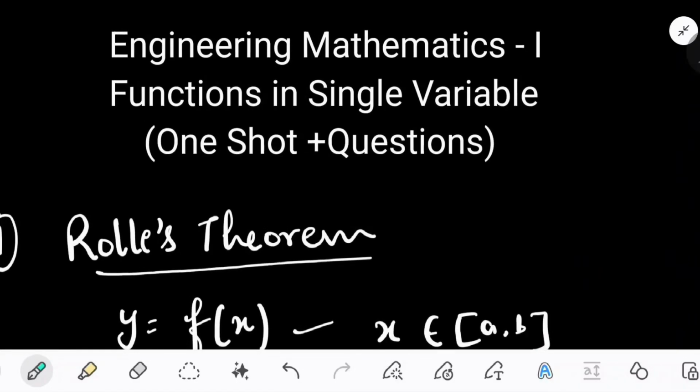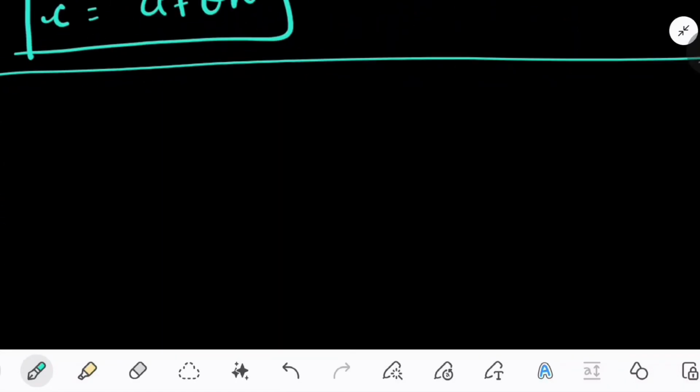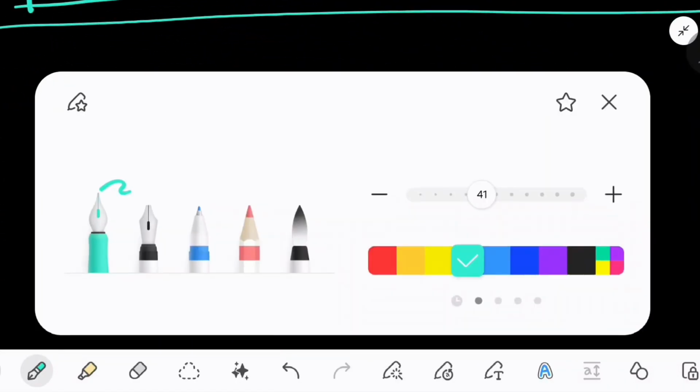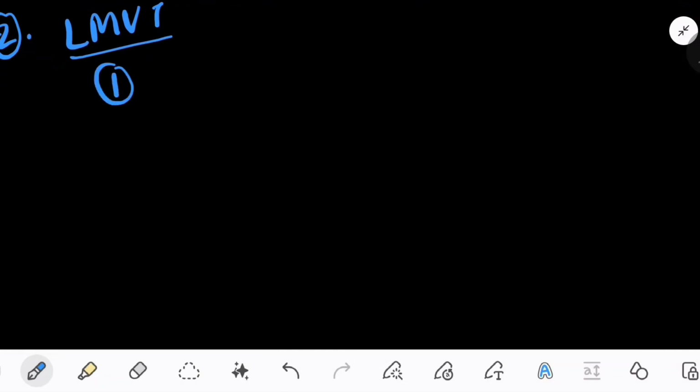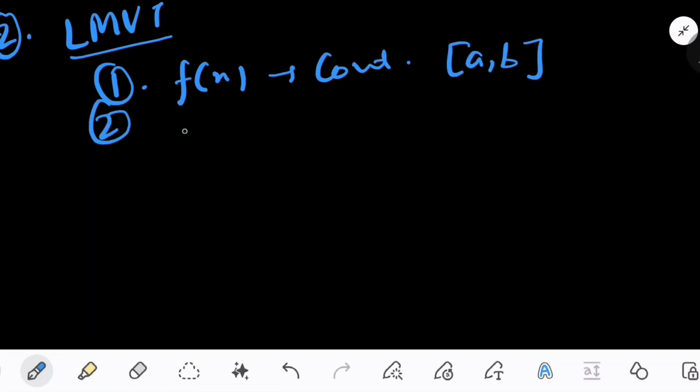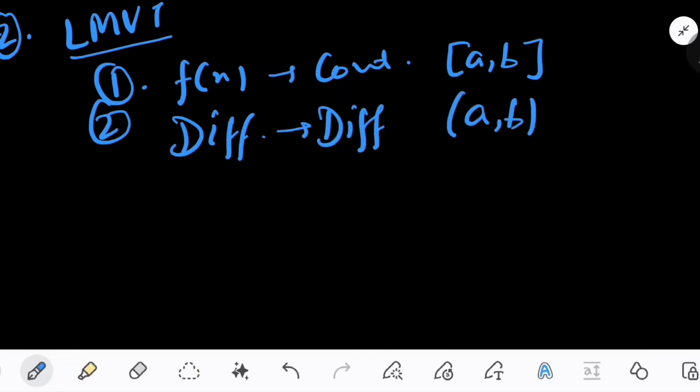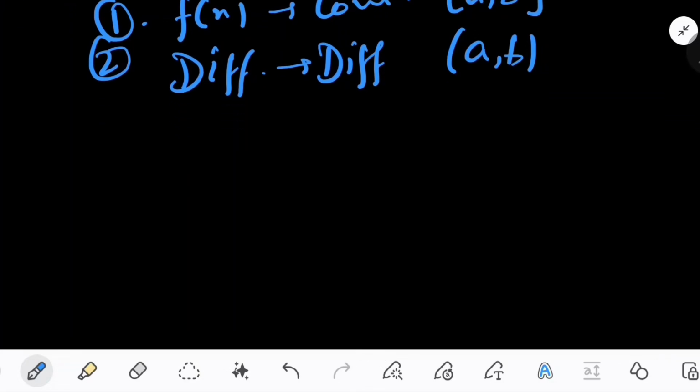So let me write over here, this is the first topic, and this is going to be our second topic, right? LMVT means Lagrange mean value theorem. What does it state? Let's see. It is very simple. The function must be continuous in closed A to B and must be differentiable in open A to B. That's the condition. I hope you got this, right?